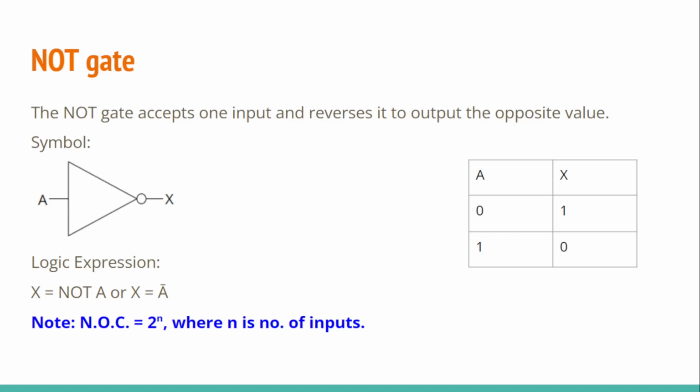The truth table has two possible combinations which are derived from the number of inputs, and the formula to derive this combination is 2 raised to power n, where n is the number of inputs. So in this case, there is only one input, therefore 2 raised to power 1 is 2. From the truth table, when the input is 0, the output is the reverse, which is 1. And when the input is 1, the output is 0.